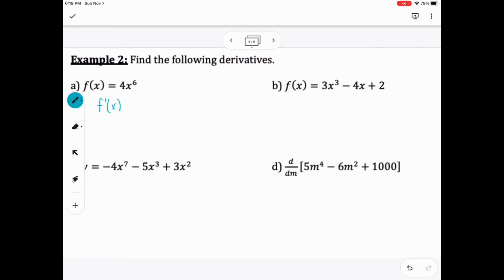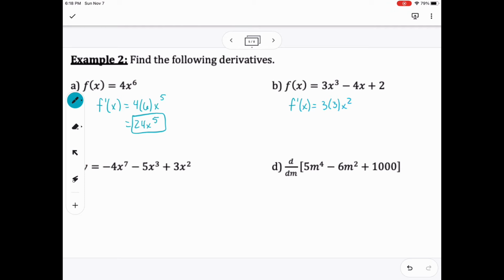So when I have a constant or a coefficient in front, I'm still going to move the 6 down for the power rule, but it gets multiplied to the coefficient in the front. So that's how I get 24x to the 5th. A letter B, same thing, it happens for all of them.